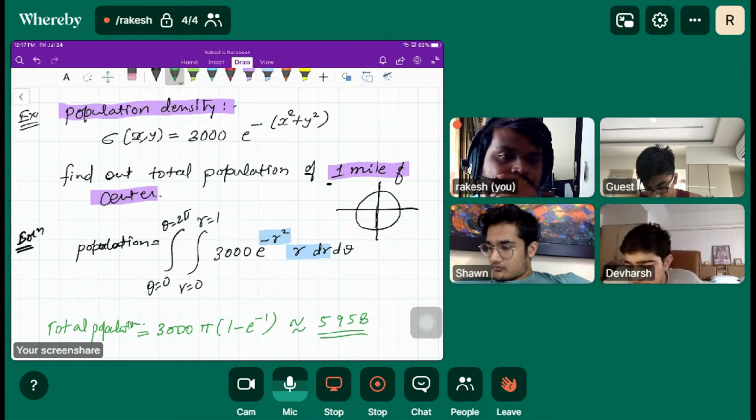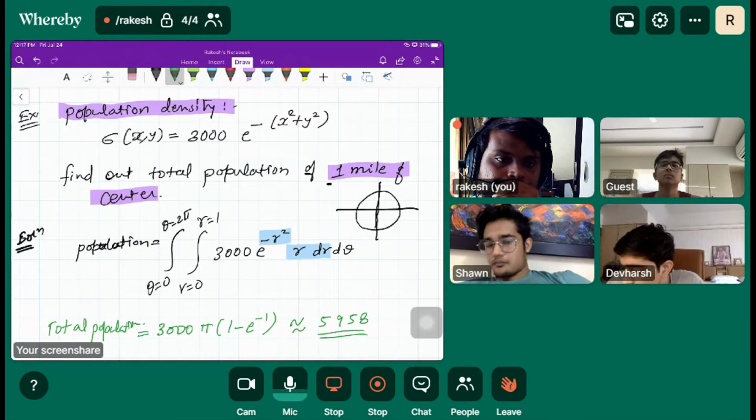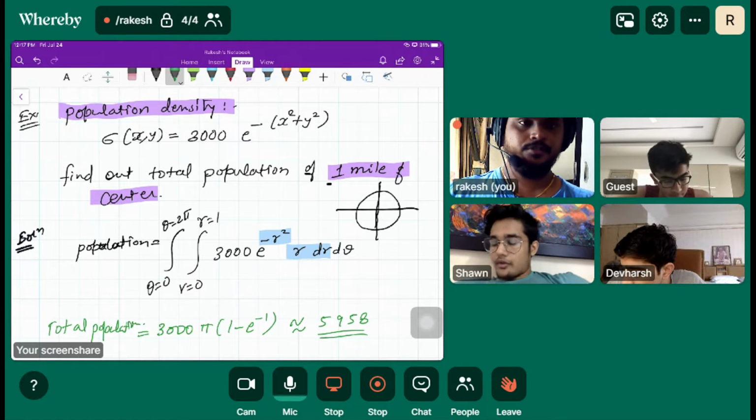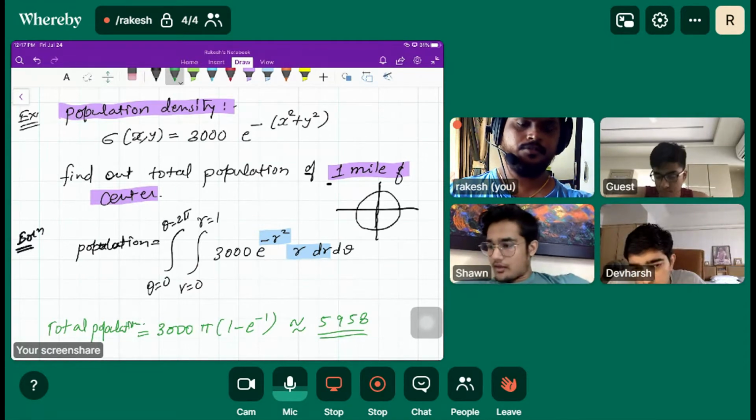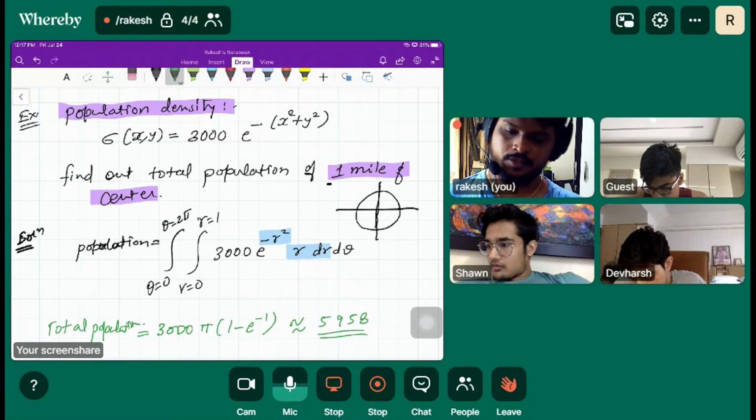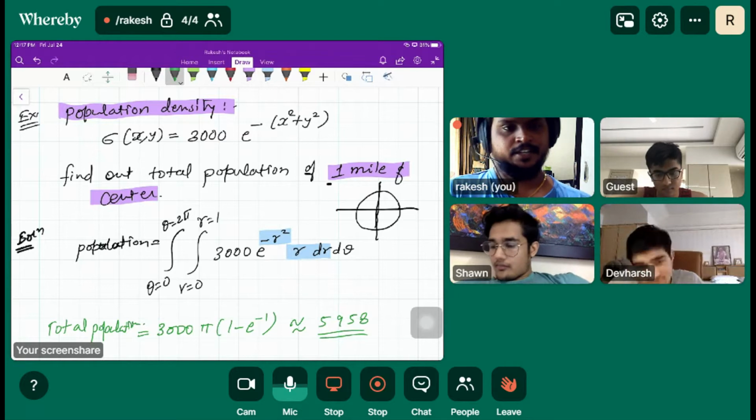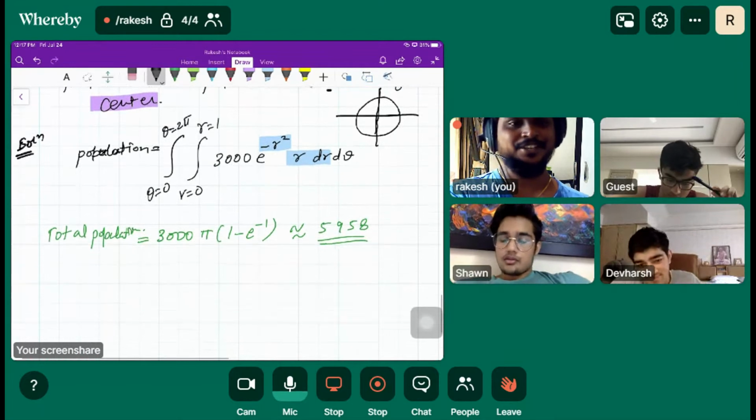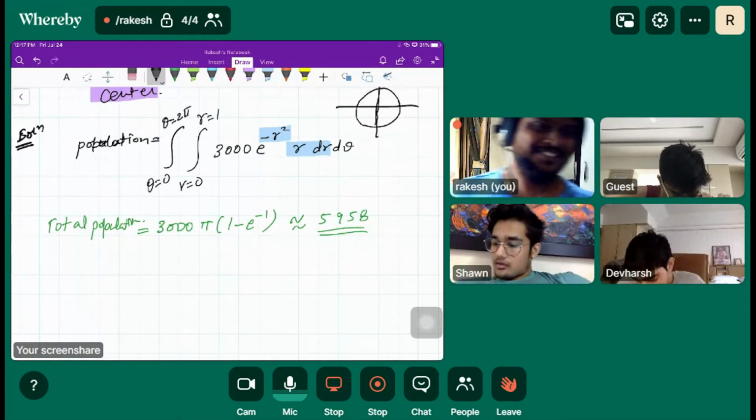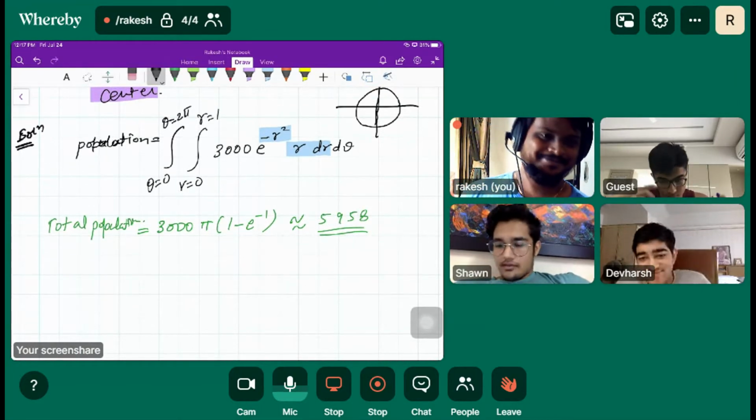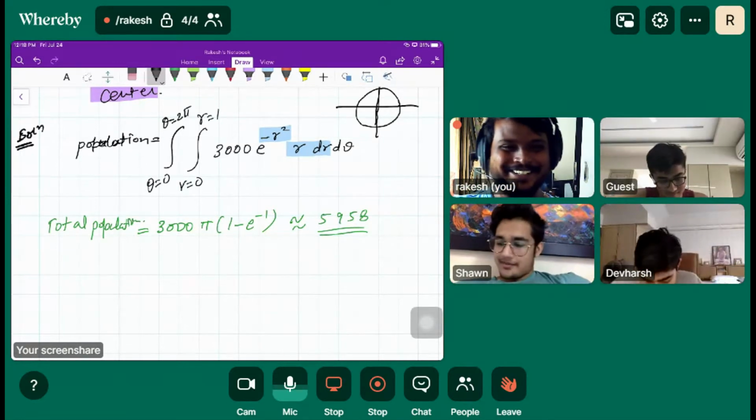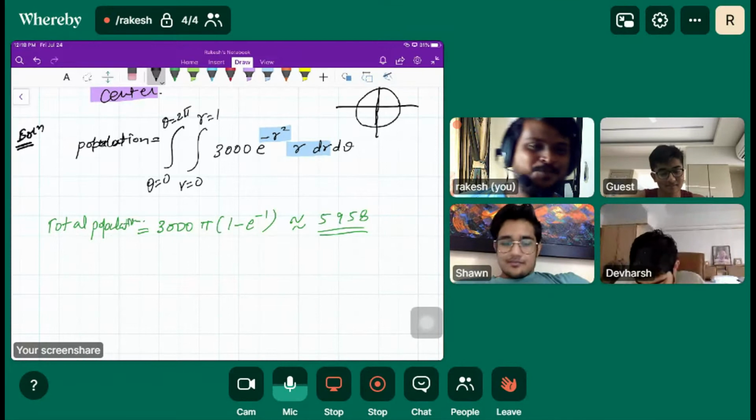Did you get the answer, Dev? No, I'm getting something over zero, which is incorrect. Infinite. Infinite population after I substitute the first limit. That's why Corona has come. Yes, the Chinese. We need to reduce population, right?